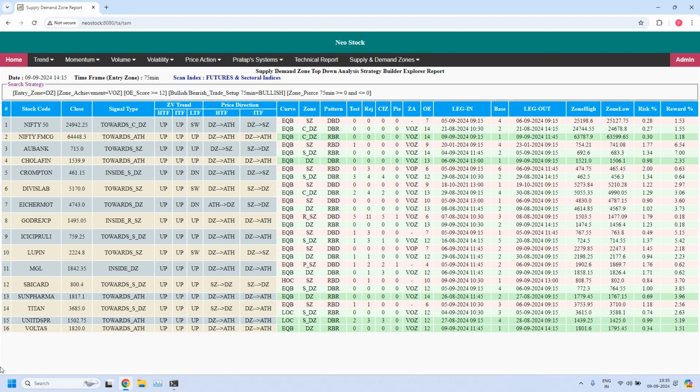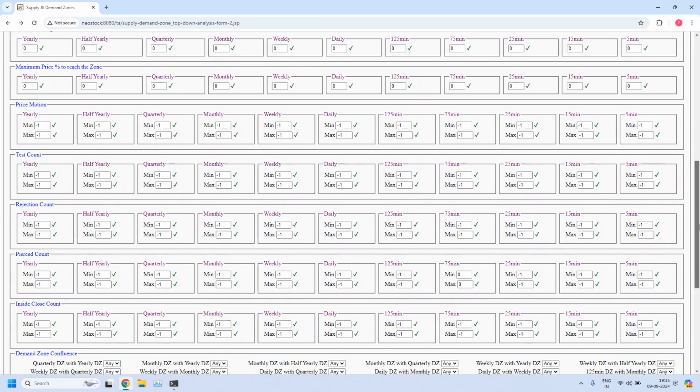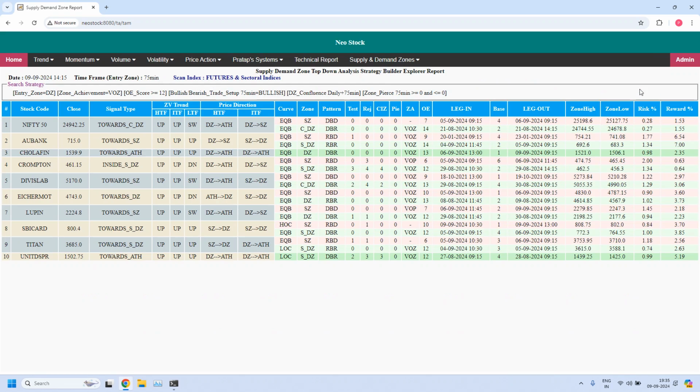Now let's verify how many of these LTF zones are having confluence with ITF demand zones. That means now we have to look for 75 minutes demand zone is having confluence with daily demand zone. That means 75 is part of the daily zone. So in the demand zone confluence, I am adding the filter 75 minutes demand zone with daily demand zone. I am enabling the filter. Let's verify. So out of that, 10 stocks are filtered. These 10 stocks are currently supporting bullish trade setup for weekly income trade, and also 75 minute zone is part of the daily zone.